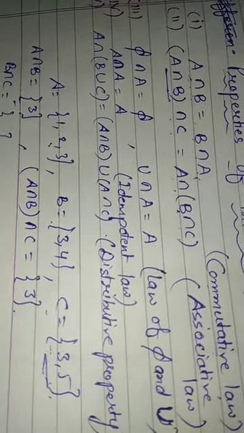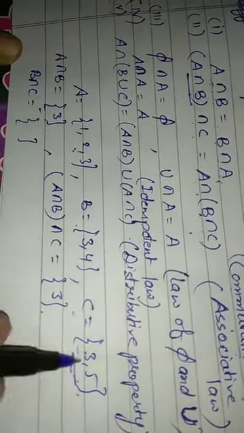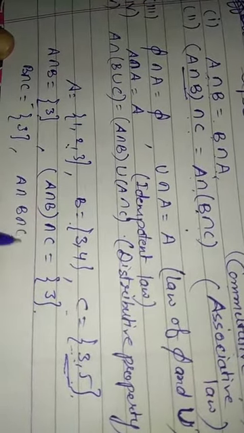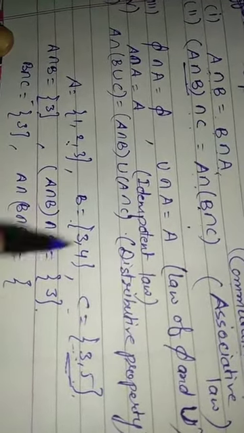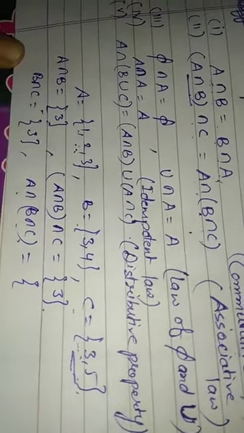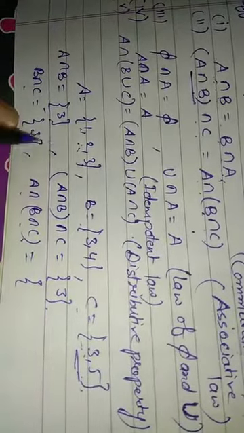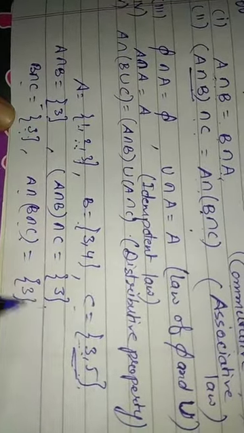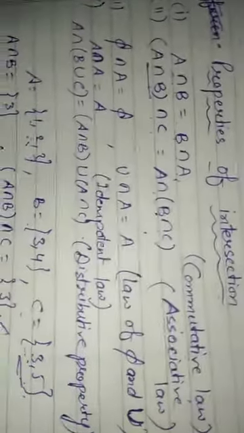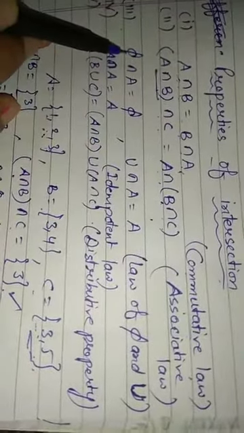B intersection C, firstly B intersection C. What is B intersection C? 3. And then A intersection B intersection C. Then A set has elements 1, 2, 3 and B intersection C has 3. So what is common in these two? 3. So from this and this you can show associative law.